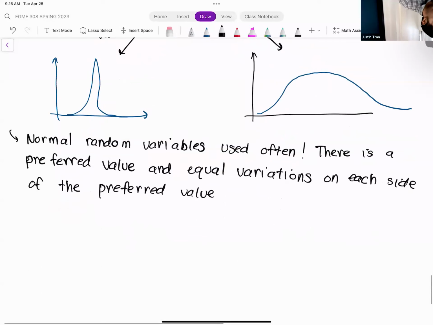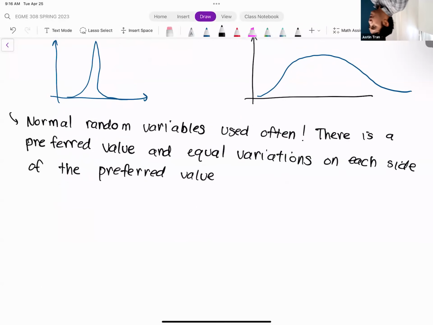And a lot of times, when we think about uncertainty in engineering, this is kind of the model, or this is kind of what we think about for the random variable, even if we don't explicitly think about it. I'll just give you a very quick example that you've probably seen in a previous engineering class. Let's think about measurement uncertainty.